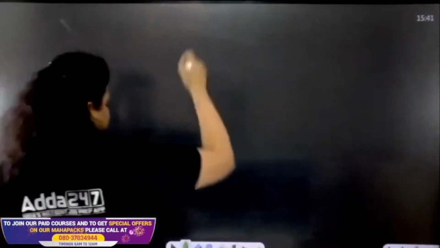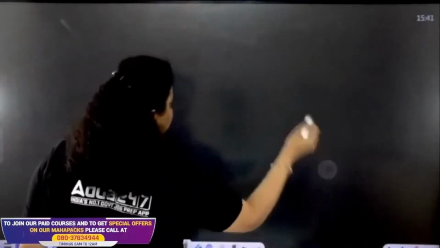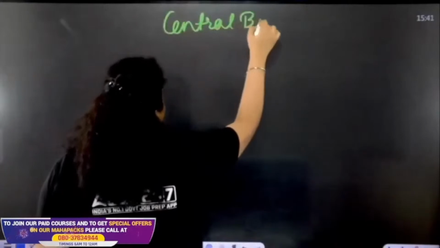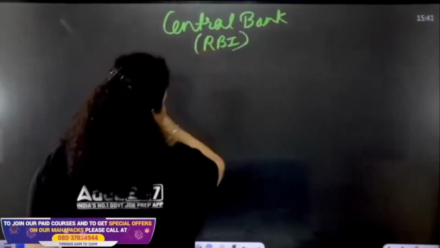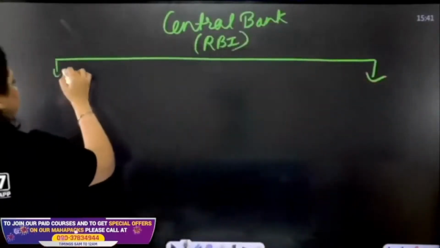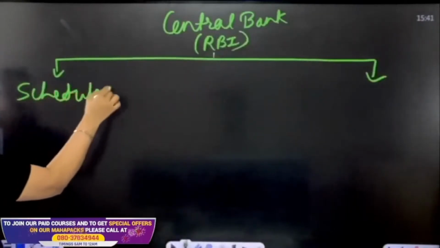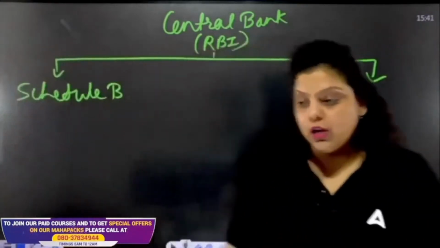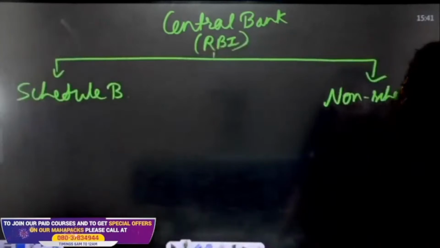And if I talk about the banks in India, first of all, we have the central bank of our country. Who is the central bank? The central bank of the country is the Reserve Bank of India. And RBI has divided the banks in India into 2 categories. First, scheduled banks: those banks which are listed in the second schedule of the RBI Act 1934 are scheduled banks. And the second category is non-scheduled banks.